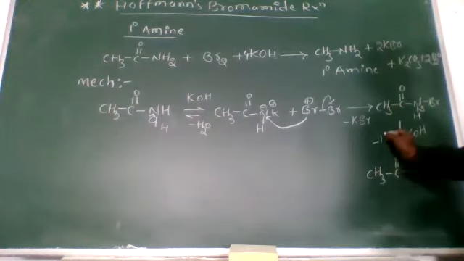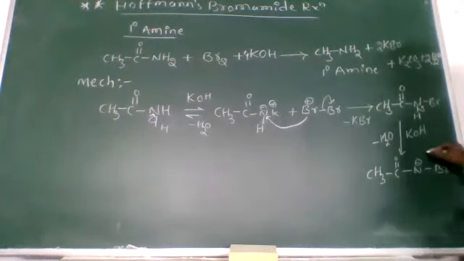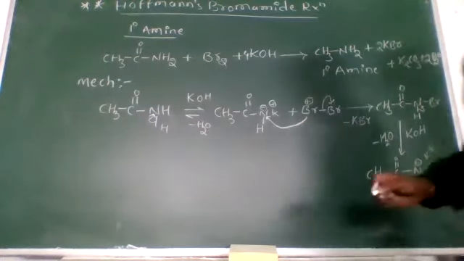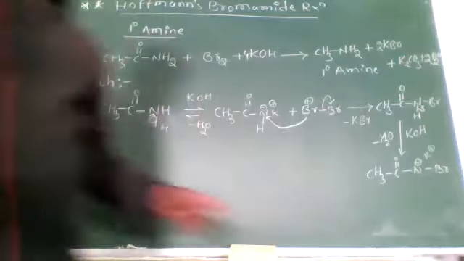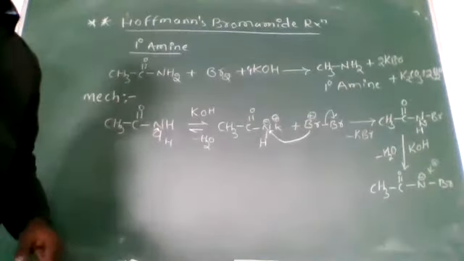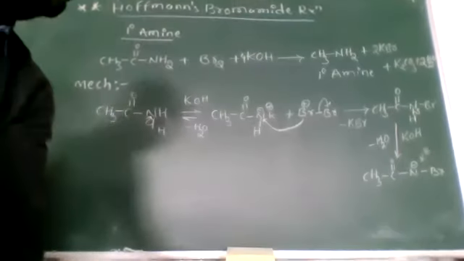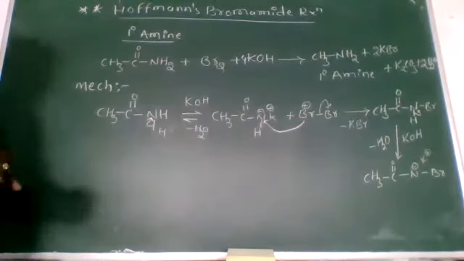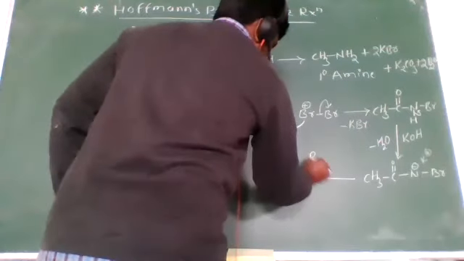Here minus H2O. Here partially the potassium is bonding with the nitrogen, not completely bonding with the nitrogen. Clear? Right. Now see here. Right. Next one. What's going on here? Next step: rearrangement.